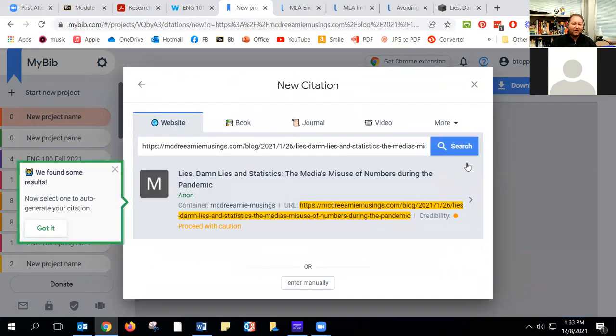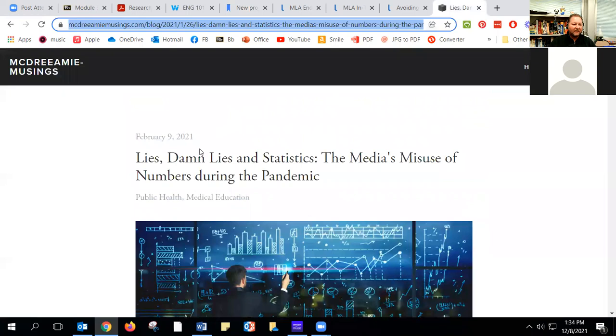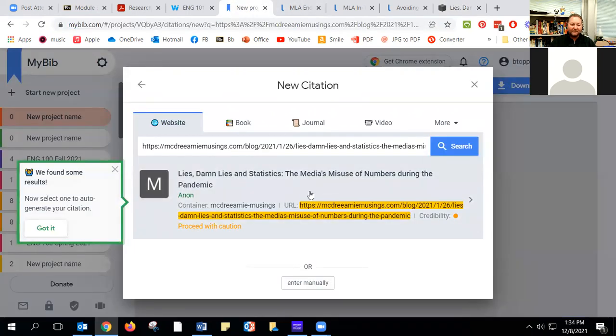What it's doing now is it's trying to find that page and anyone else who has ever used MyBib to cite the same source, right? The more credible the source is, the easier it's going to pull the information, right? So when it pulls this one, lies, damn lies, and statistics, yep, that's the same one. So I'm like, yep, that's it. So I just click on it.